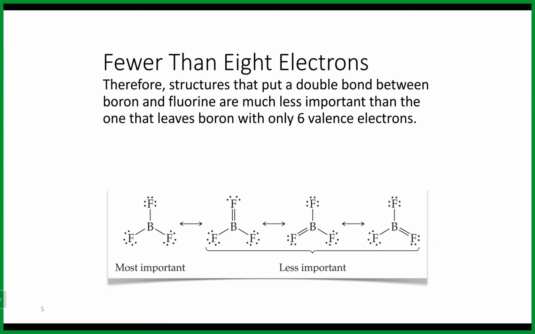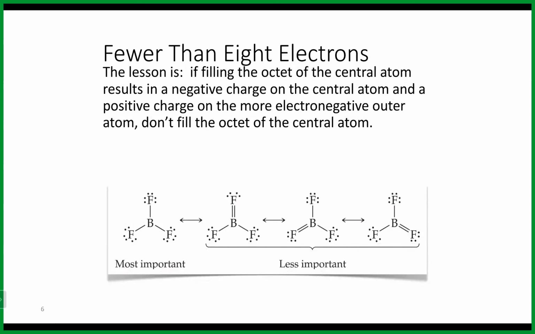So when we're looking at fewer than 8 electrons, and of course with this one we're excluding the period 1 elements, so hydrogen and helium, just because those are okay with the duet. But when we're looking at the rest of the elements that typically want to have a full valence shell, we're going to be okay sort of neglecting that if it's a situation like this where the central atom would actually wind up with a negative charge if we filled its valence shell.